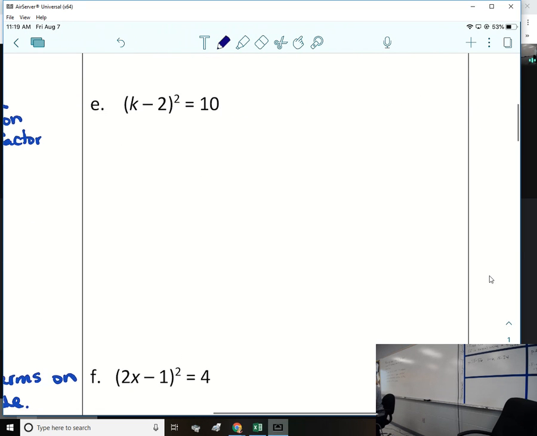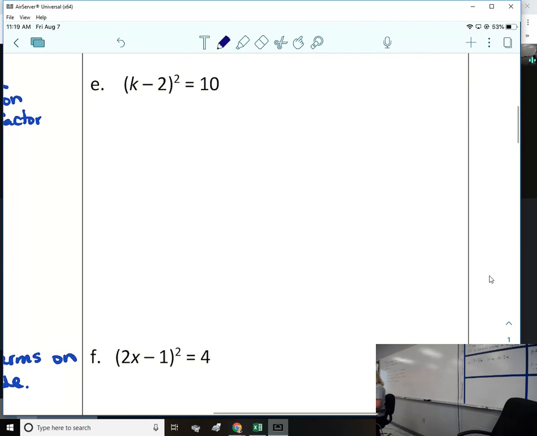Okay, so let's look at E. Now E is a little different. Your term that's being squared is k minus 2, and that's already isolated. So we're ready to go ahead and take the square root of both sides. The square root gets rid of the square, and we're just left with k minus 2 equals the positive and negative square root of 10.